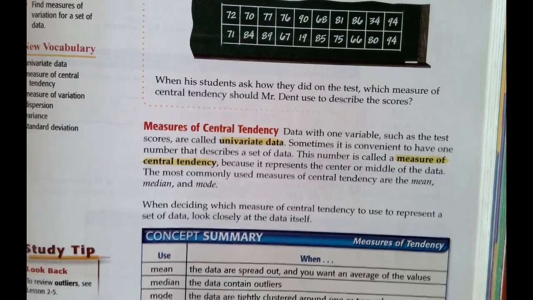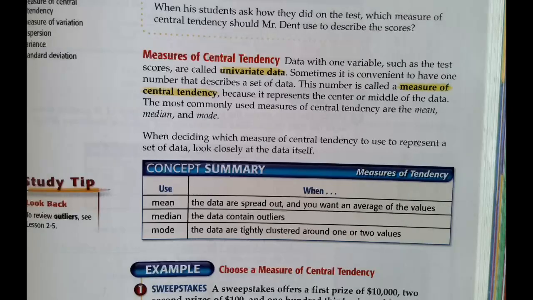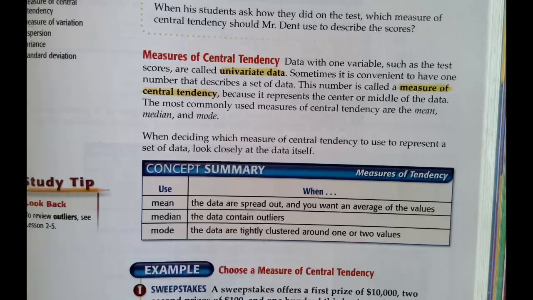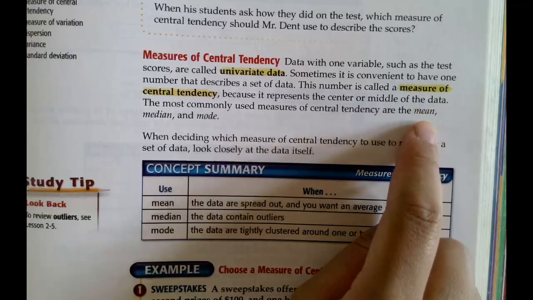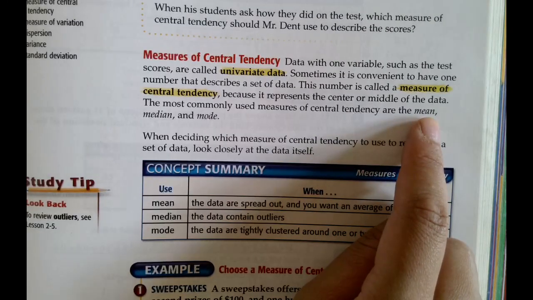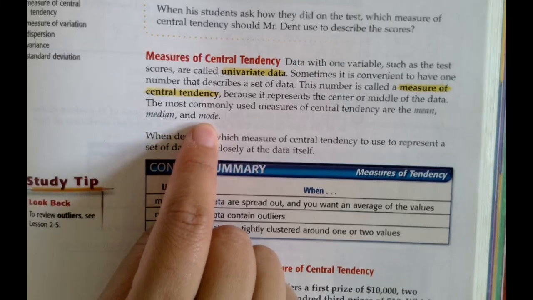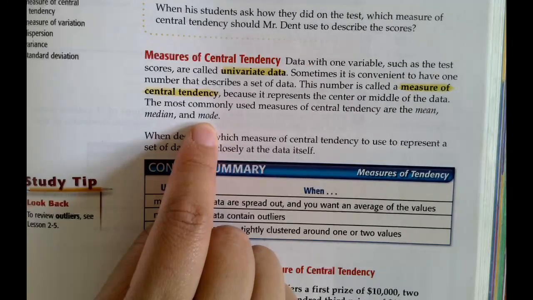Okay? So the most commonly used measures of central tendency you've learned before are the mean, median, and mode. Mean we know as average oftentimes. We add up all the numbers and then divide by the amount of numbers we added together. Median is the middle number, and mode is the number that appears the most often.